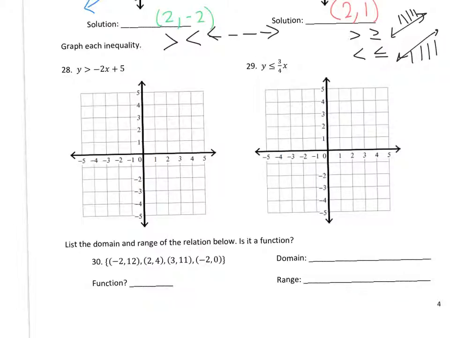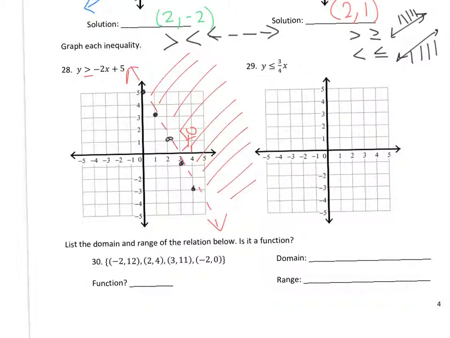So first off, you graph like you normally do. Start at 5, go down 1, right 1, down 1, right 1, down 1, right 1. Then, because it's greater than, it's going to be a dashed line. And this is a greater than symbol, so think about a person being on the ladder. You shade above the ladder. This would be below the ladder. We shade above it. And then number 29, you start at 0, up 3, right 4, down 3, left 4.